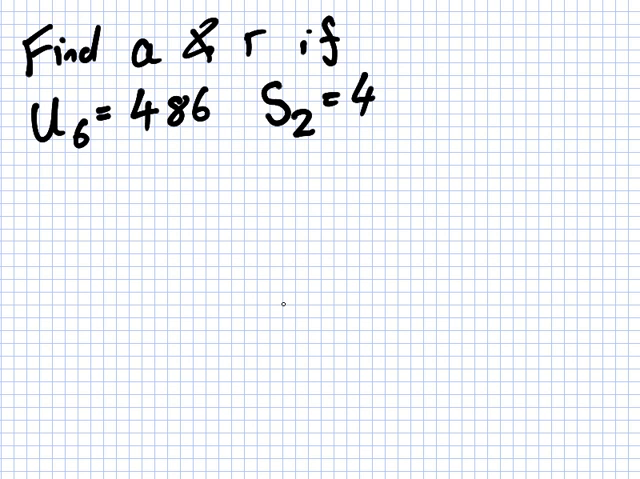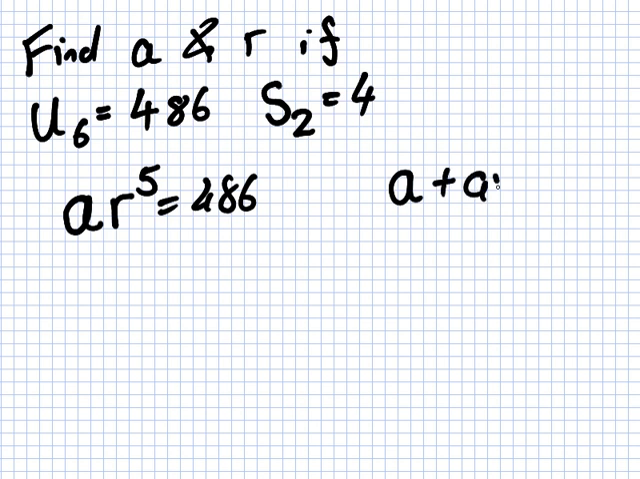Let's have a look. If the sixth term is 486, then I say ar^5 equals 486. And the sum of the first two terms is 4. Now you could use the formula, but because there's only two terms, it's not really necessary. I can just say a plus ar equals 4, although if you want to use the formula, that's fine. But it's only two terms, so no big deal. So we get a(1 + r) equals 4.